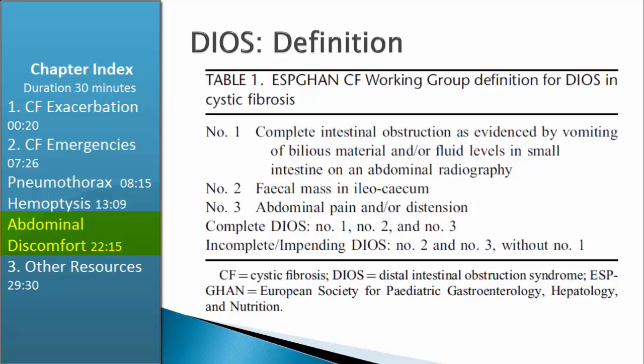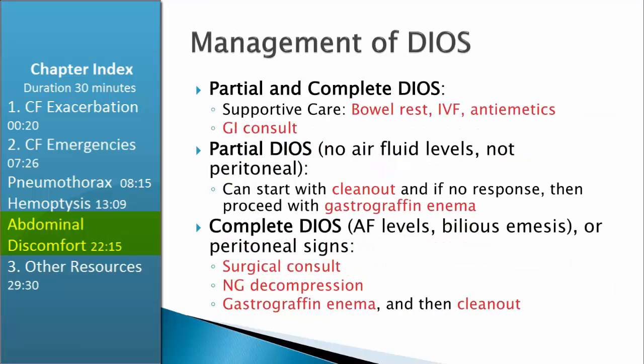Number 2 is a fecal mass in the ileocecum, and this can be either on your KUB or other imaging or on your exam. And the third is abdominal pain and/or distension. So how do we manage this? Well, for both partial and complete, you're going to do supportive care with bowel rest, IV fluids, antiemetics, and you need to consult GI.